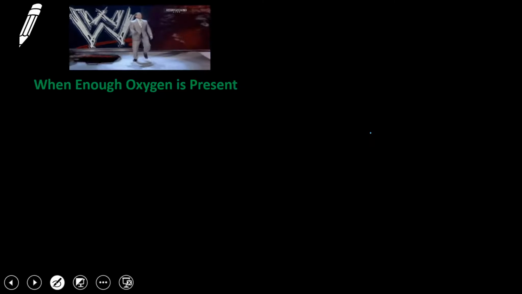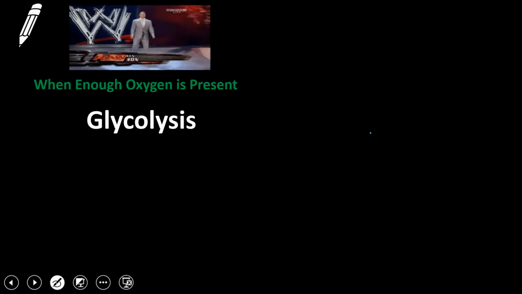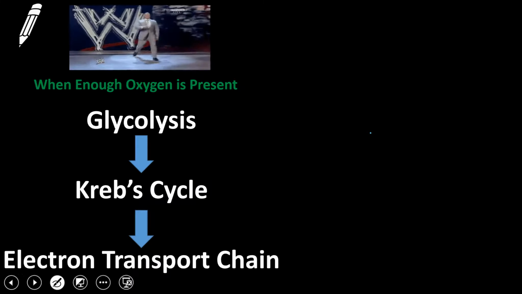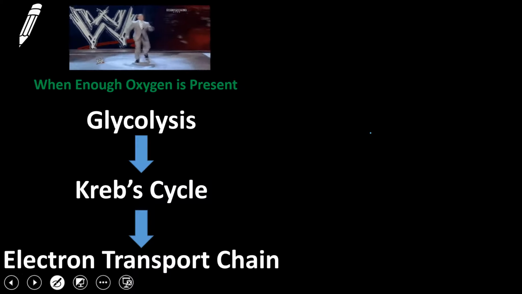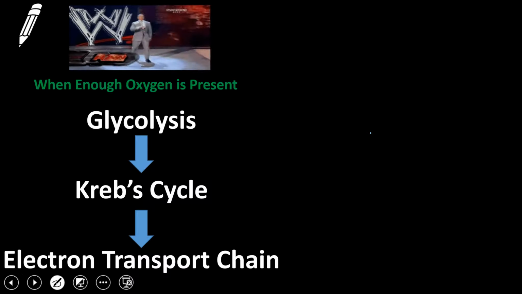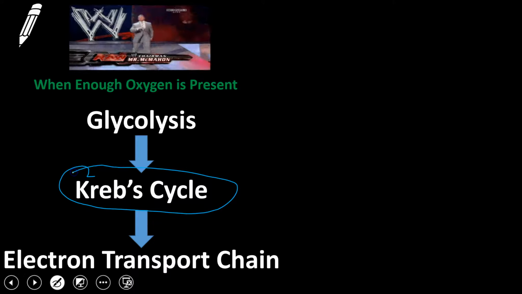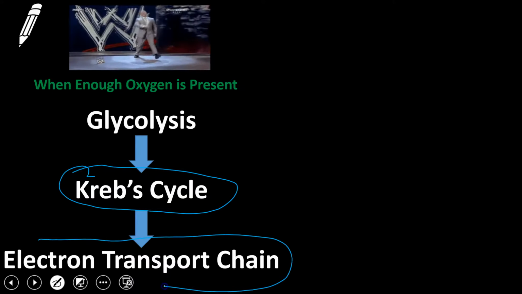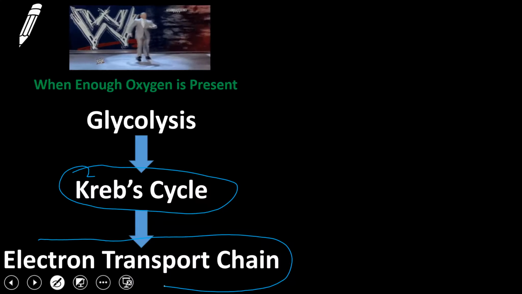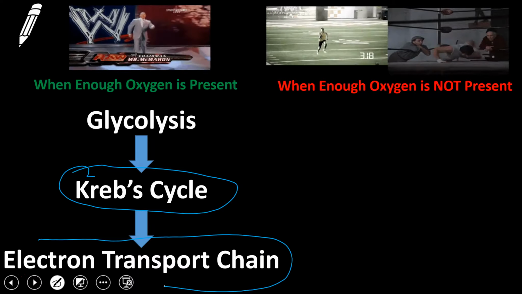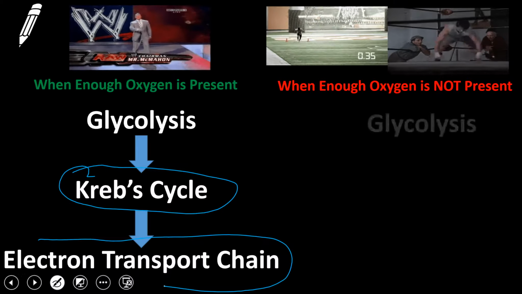Well, when there's enough oxygen present, we go through the normal process. We go through glycolysis, the Krebs cycle, and then the electron transport chain, and we get our large amount of ATP. But keep in mind, the Krebs cycle is dependent on oxygen. The electron transport chain is dependent on oxygen. So if we don't have enough, we go through another process called anaerobic respiration.